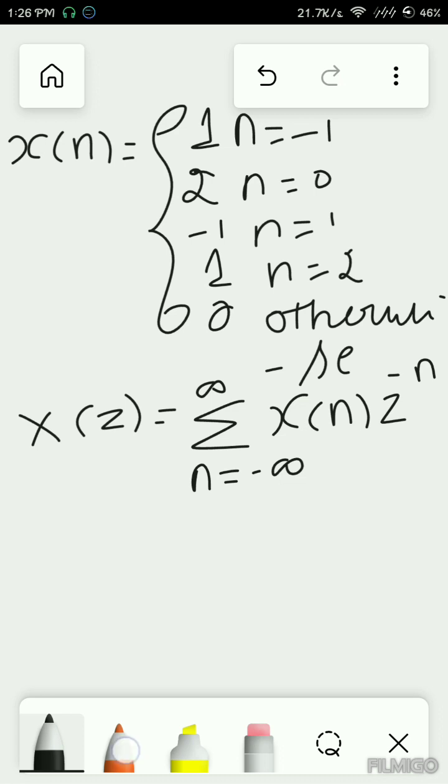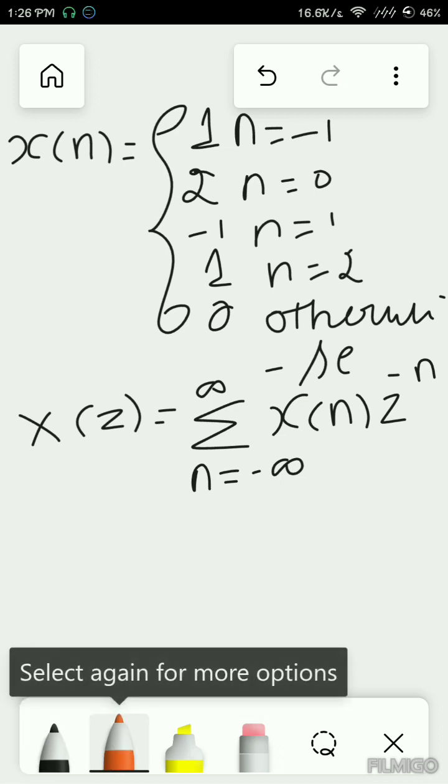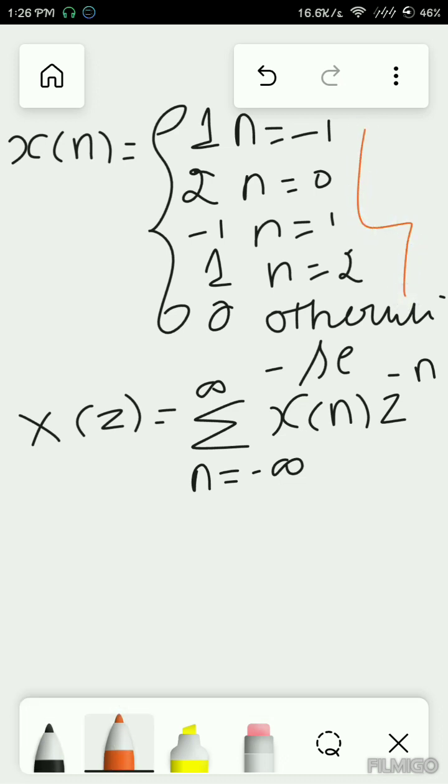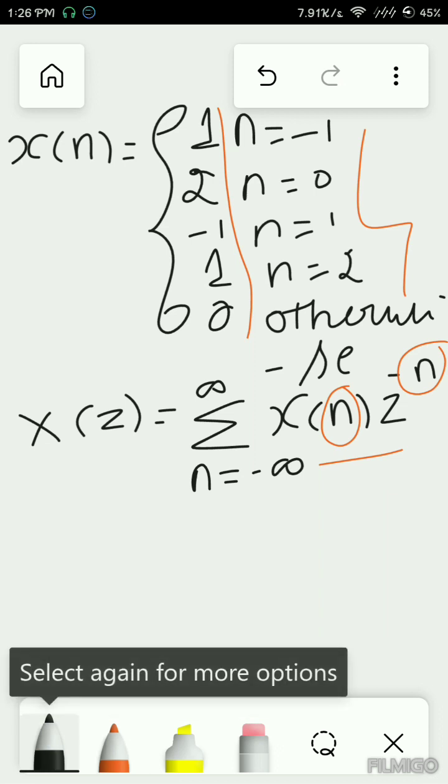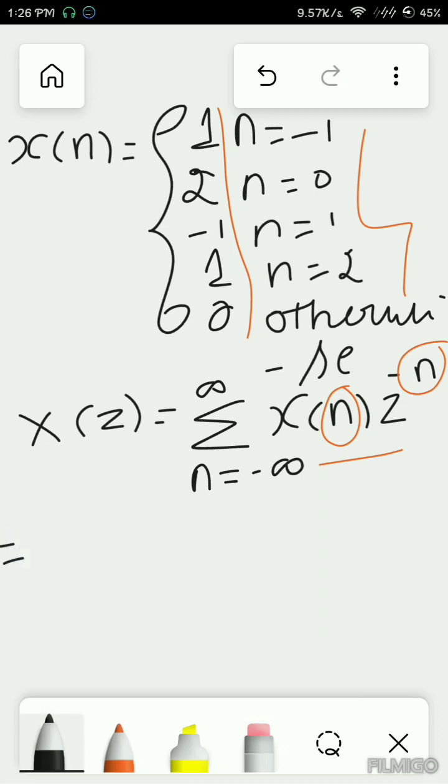Then coming to the next step, I have got some set of values of n over here, as well as some set of resultants, right? First I have to substitute the value of n over here as well as here, for all the values of n. That is how you get it: your first value of n is minus 1, into z to the power of 1.